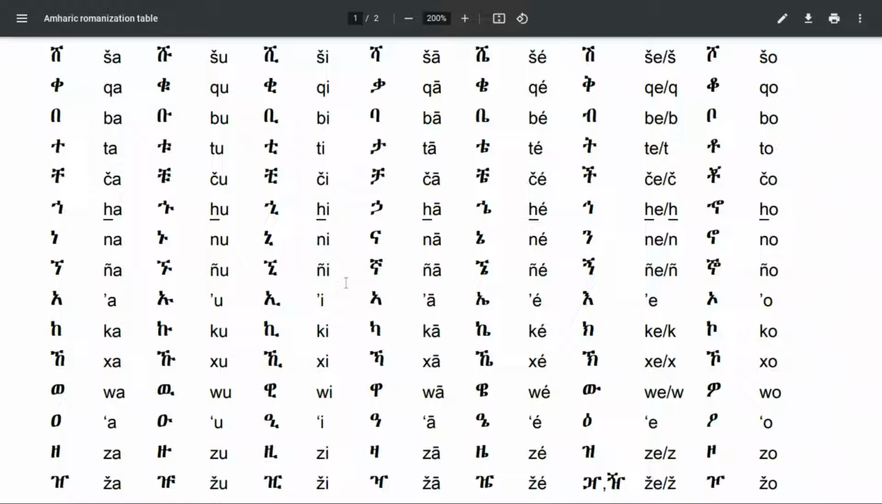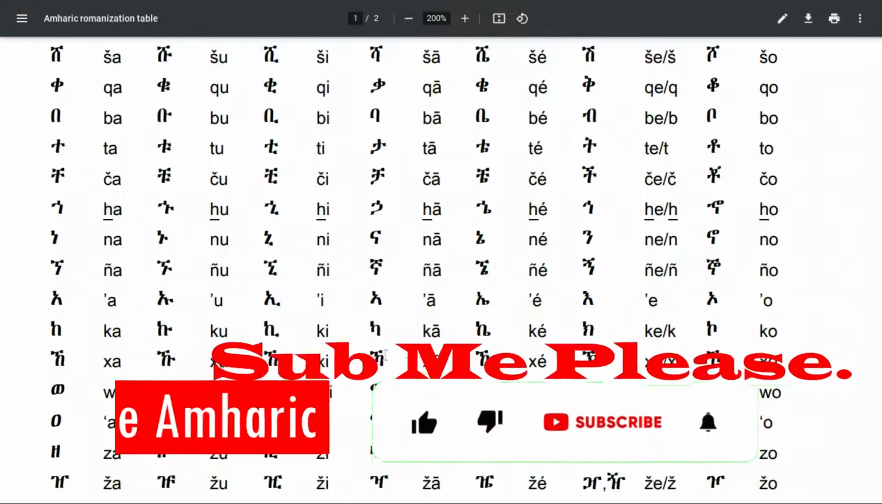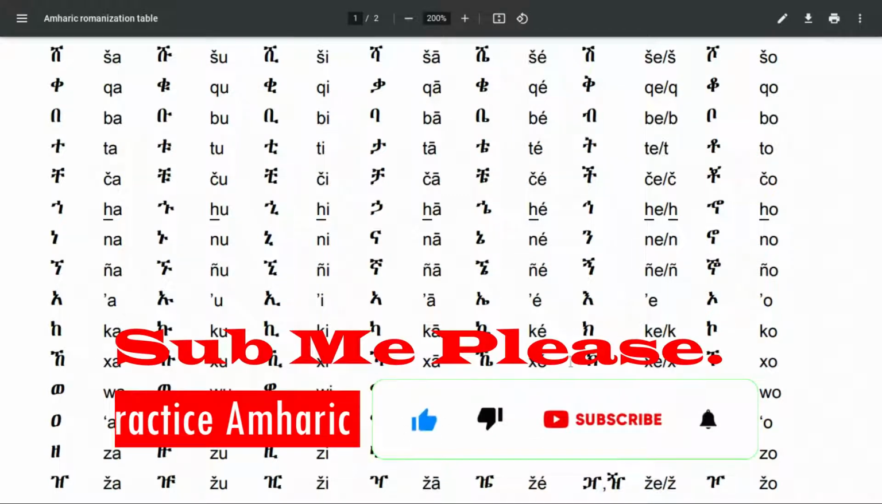We use this sound in Amharic so many times, especially this one, nya, when we say nya, nya, and nyi, nyi, sitanyi, amtalinyi, nigarinyi, dawulilinyi, wazita. A, u, i, a, e, e, o, kha, khu, khi, kha, khe, kh, kho. And this Fidel, we don't use it in Amharic, we rarely use it, almost never.